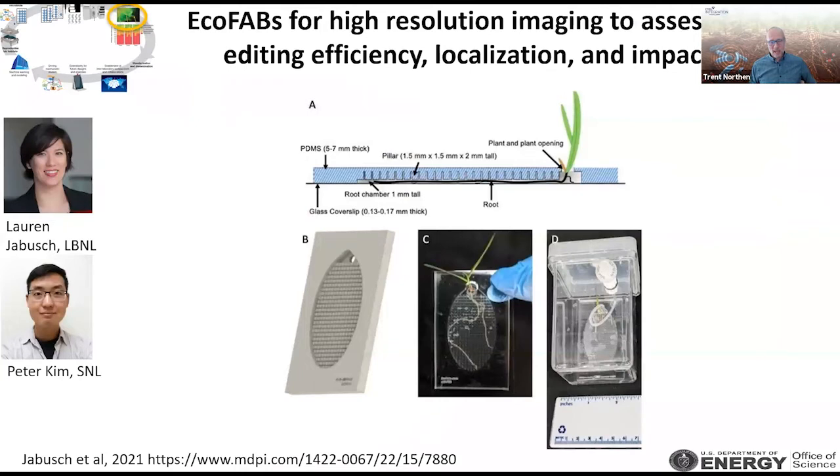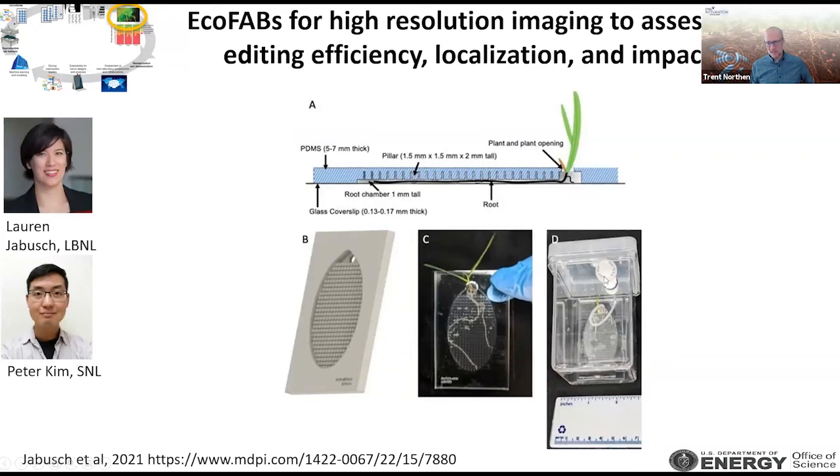And one problem that we had with these EcoFAB devices is that even though we have a narrow root chamber, the roots go out of plane. So it's very difficult to get a high resolution image along the length of the root. So Lauren and Peter developed what they call the imaging EcoFAB, and here's the mold for it. It has a lot of little fingers that basically allow diffusion of nutrients, but they pin the root against the microscope slide. And the plants grow very well in this device.